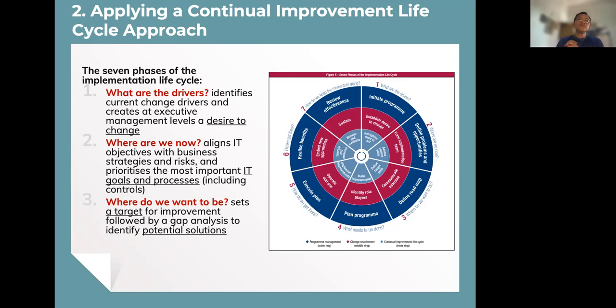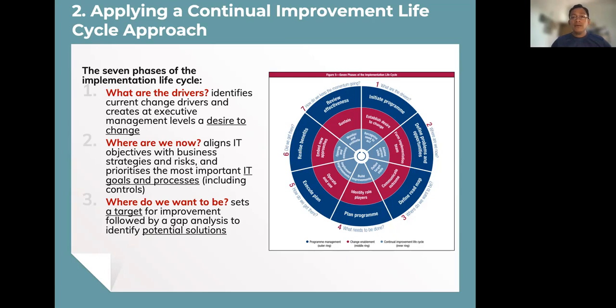Okay, so the first is, what are the drivers? You need to answer, what are the drivers, what are the motivations? It is the desire to change. Why do you need to change? Why do you need to implement GEIT? So you need to identify the motivation here.